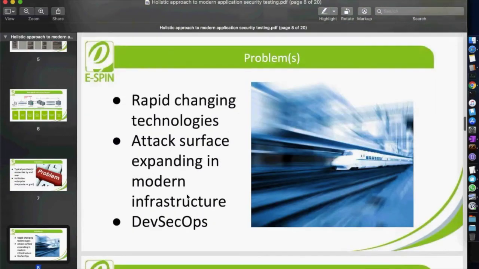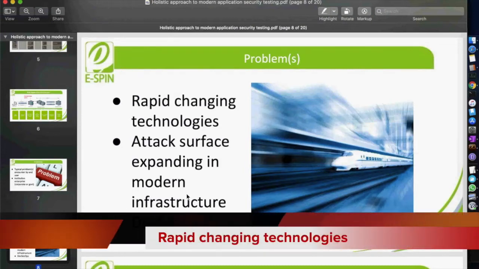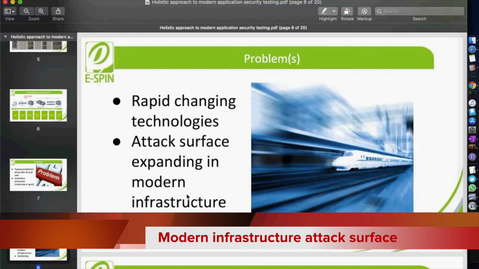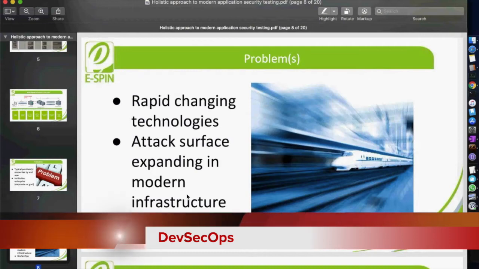They have a few key areas that I'm sorting out. We are touching all those things on three core areas. We will spend some time on this. One is the rapidly changing technology, and then the attack surface that keeps expanding in modern infrastructure, and then touching a bit on DevSecOps also.